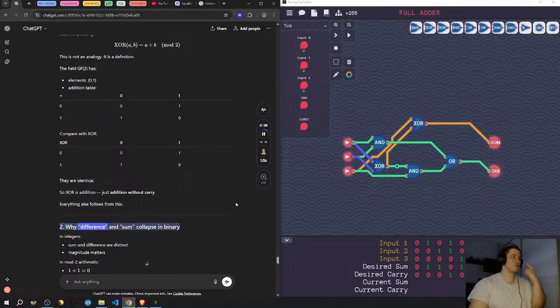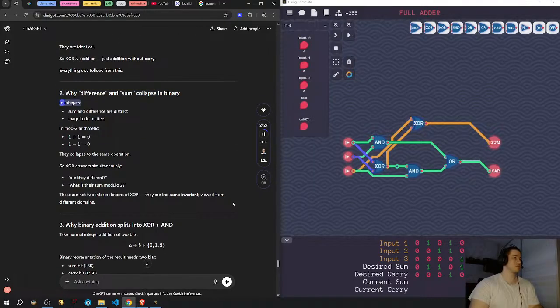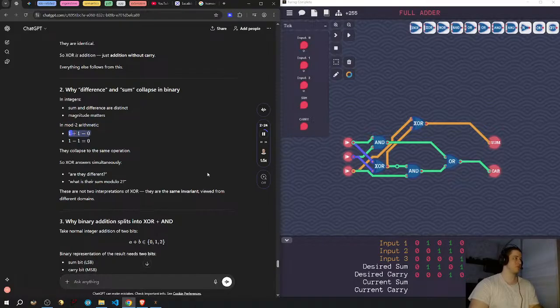2. Why difference and sum collapse in binary? In integers, sum and difference are distinct. Magnitude matters. In mod 2 arithmetic, 1 plus 1 equals 0.